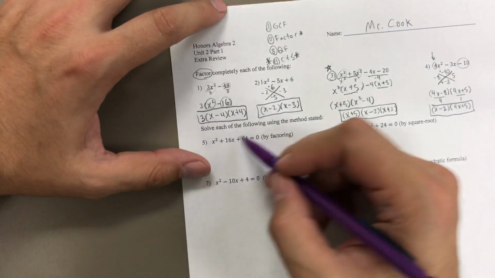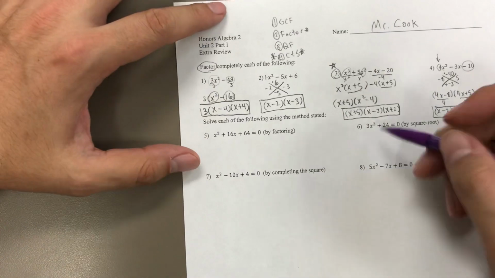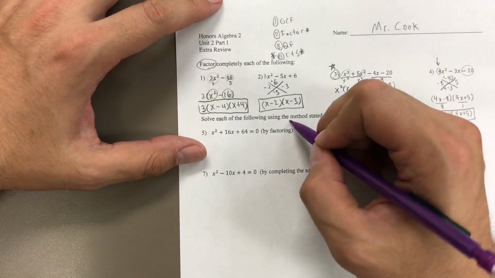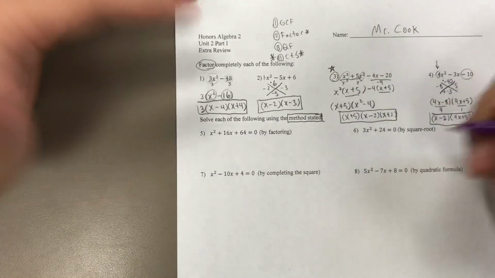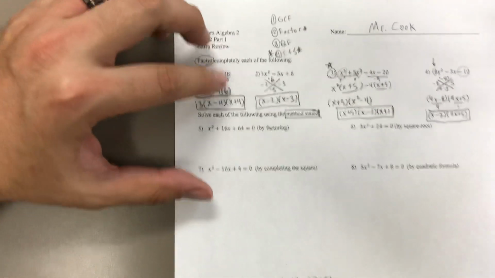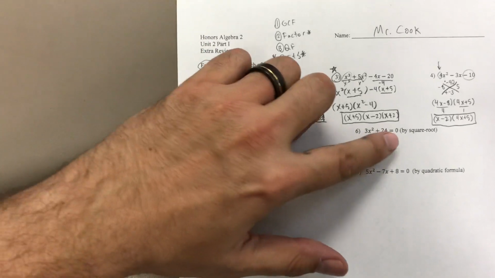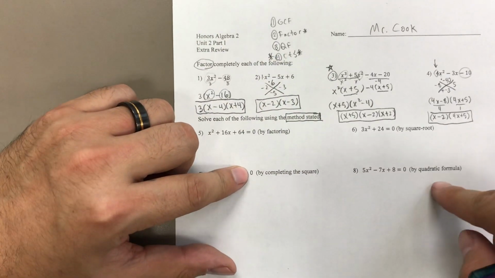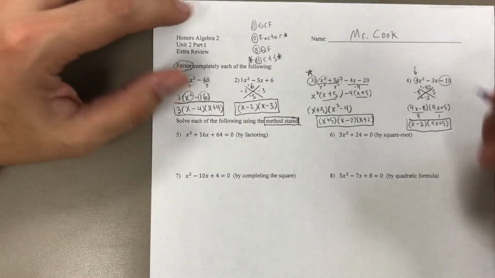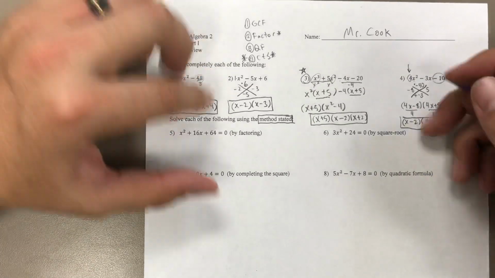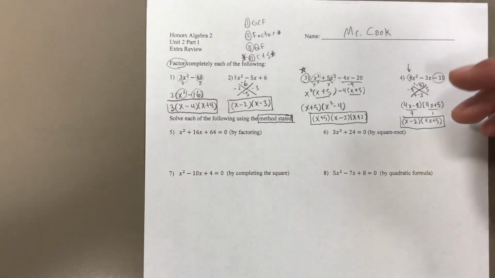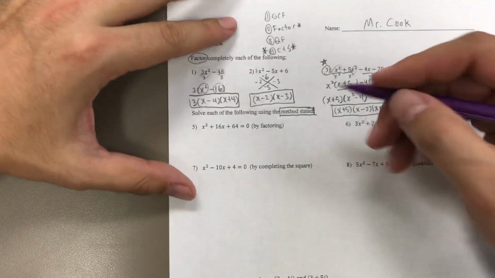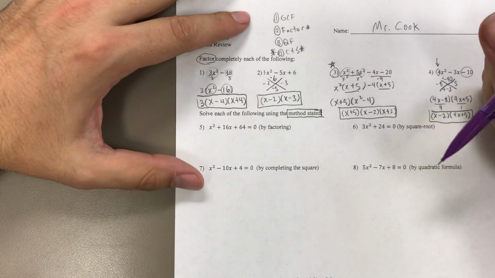Next up, it says solve each of the following quadratic equations using the method stated. So here's the deal. On the test, it's not going to be the method stated. It's going to be using any method. But this is still good practice: factoring, the square root method, completing the square and the quadratic formula. Just good practice to do the different methods. The more fluent you are in the different methods for solving, the easier the math comes to you. So just keep practicing these, and it makes it a lot easier.